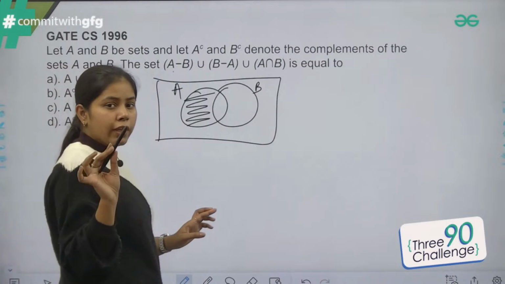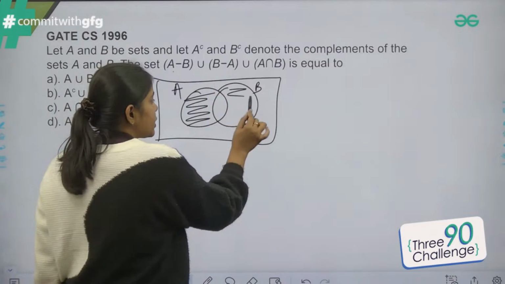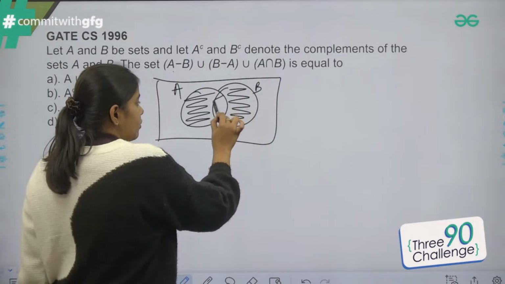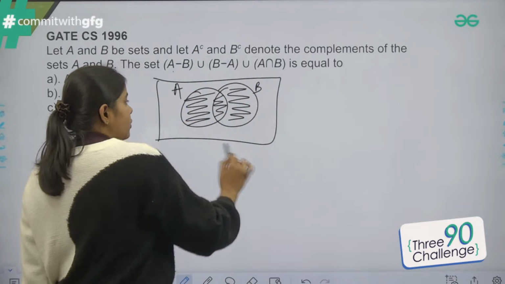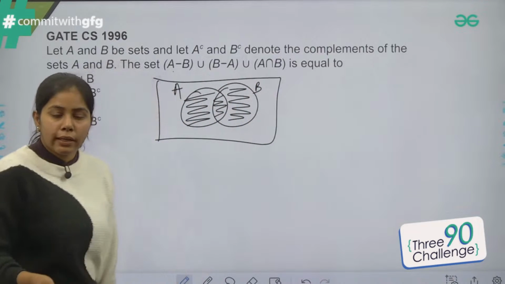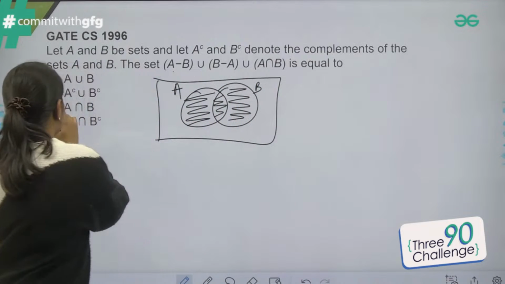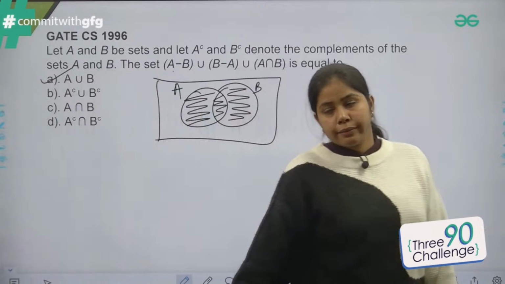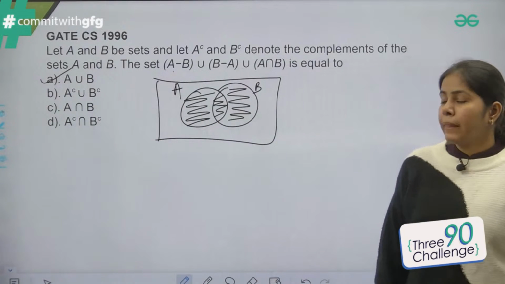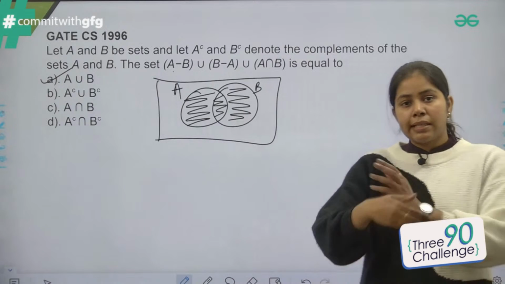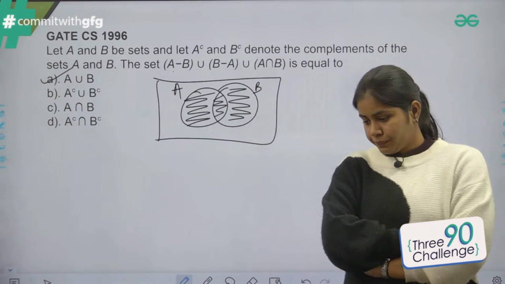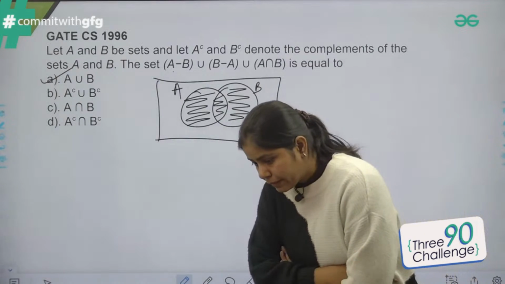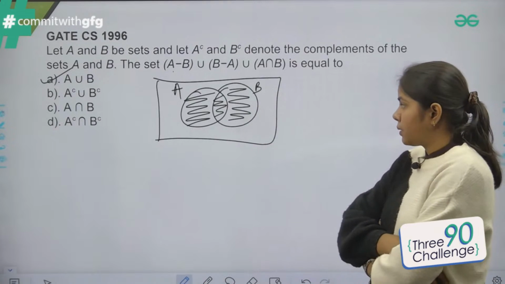Just let me know if anybody doesn't know. B minus A would be this portion and A intersection B would be this portion. If I'll combine, take a union of all these three portions, what would I get? I'll get A union B. So option A is correct. A union B gives me option A. Is this clear, guys? Right. A union B is correct.